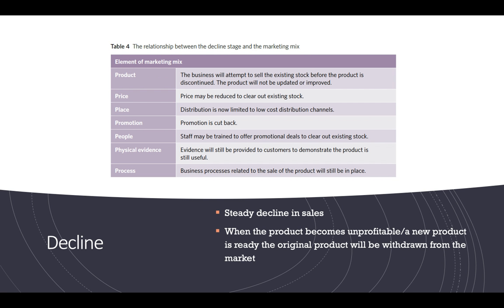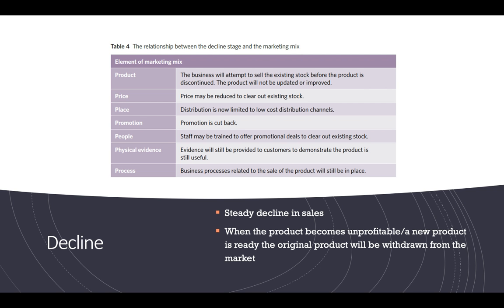And then you again have your product. The business will attempt to sell the existing stock before the product is discontinued, and that could be reducing the price to clear it out. Distribution is now limited to low-cost distribution channels. Promotion is significantly cut back. You're not going to be spending money on trying to sell a product that is no longer being made. And staff may be trained to offer promotional deals to clear out existing stock.